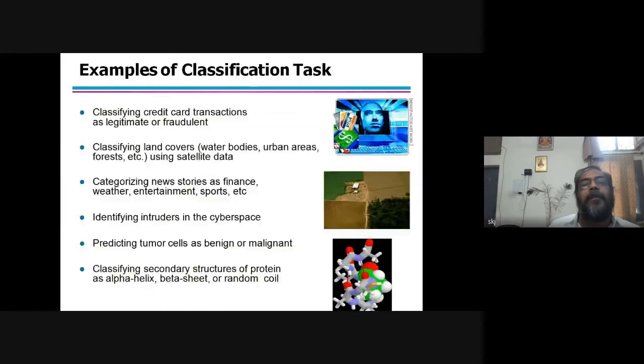Now, examples of classification tasks. A few more examples are given here. Classifying credit card transactions as legitimate or fraudulent. So whether the credit card holder is legitimate or there are chances of fraud.